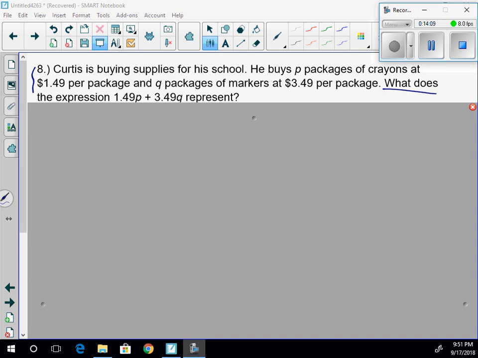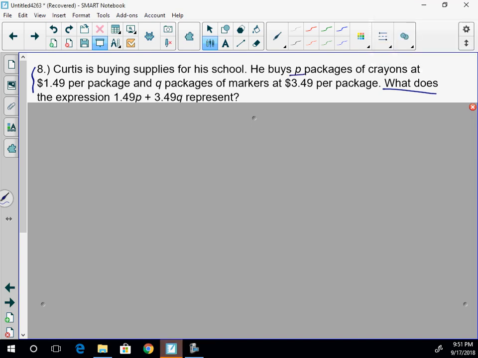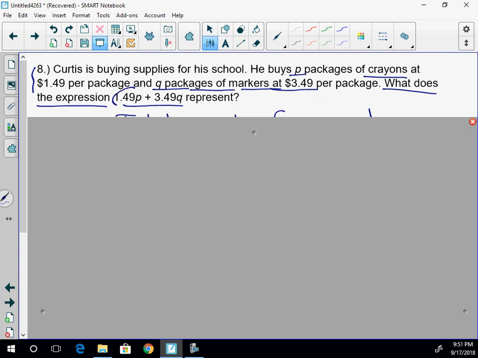All right, hopefully you've had some time to discuss this. Let's read it real quick. Curtis is buying supplies for school. He buys P packages of crayons at $1.49 per package and Q packages of markers at $3.49 per package. What does the expression 1.49 times P plus 3.49 times Q represent? Well, to me, I'm taking P packages of crayons and multiplying it by $1.49, and then I'm adding that, the same way, for the packages of markers.